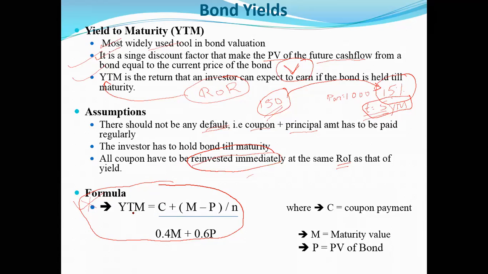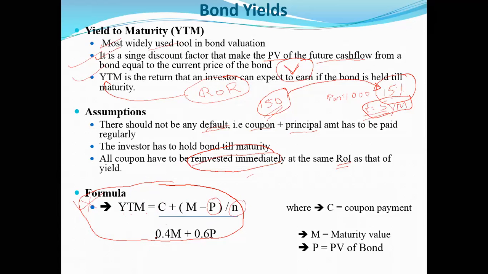YTM, again, as I said, is yield to maturity. The word yield means you have to hold it till the end of the term. You are going to get a yield only on maturity. So the formula is: C is nothing but your coupon rate. M is your maturity value. And P is nothing but the present value of the bond. N is the number of years for which you are holding the bond.